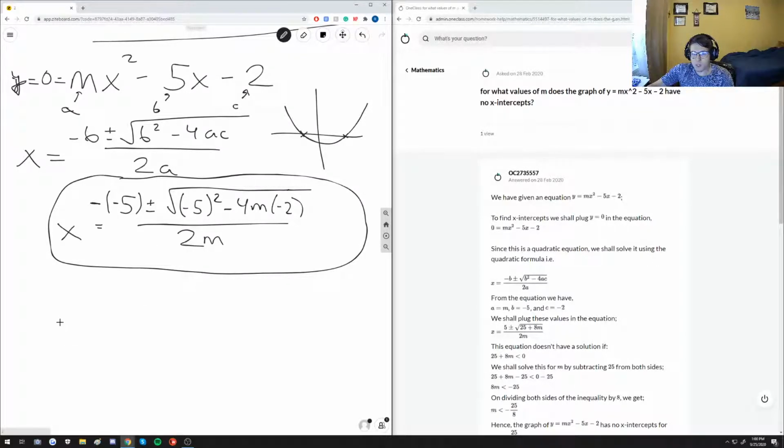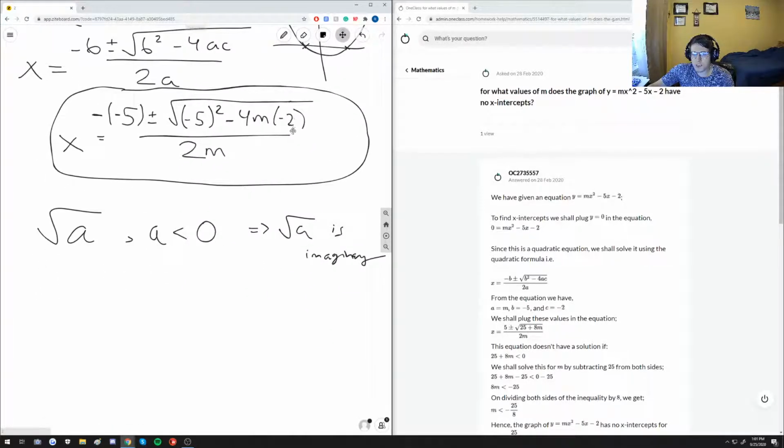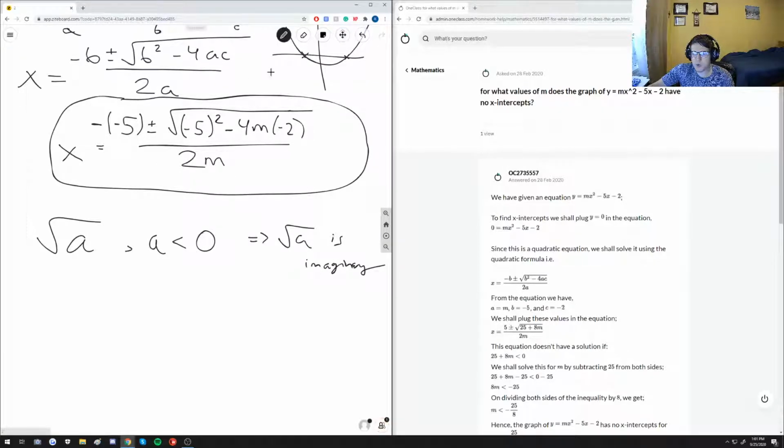We know that whenever we take the square root of x, I'm going to use a different variable to be less confusing. Let's say we have some number a, and we know that a is less than 0. Then we know that the square root of a is imaginary. So applying what we know to the square root in the quadratic equation, we have to make sure that what's inside of the square root is less than 0, because then we get an imaginary root.